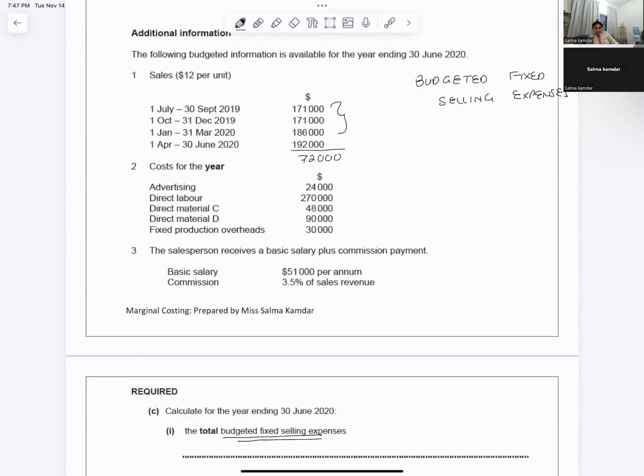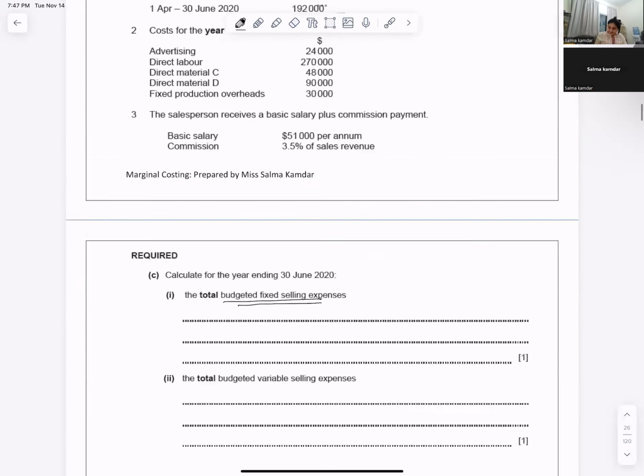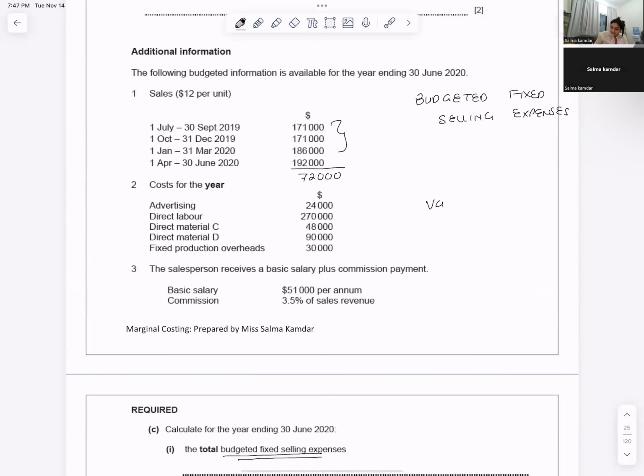They want our fixed selling expenses and our variable selling expenses. So when I am talking about fixed selling expenses, the first fixed selling expense would be advertisement, and advertisement is 24,000. This is selling expense.